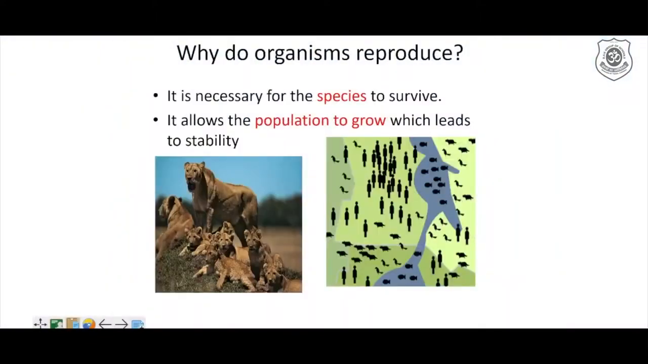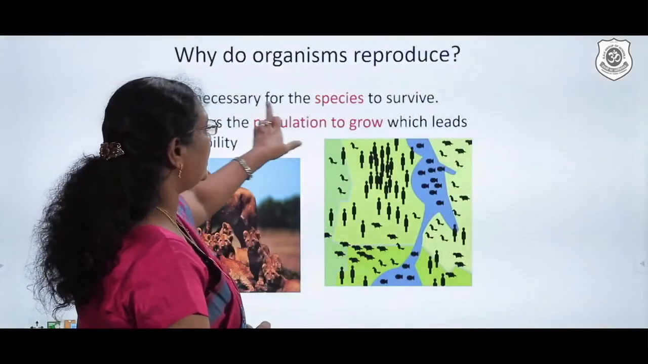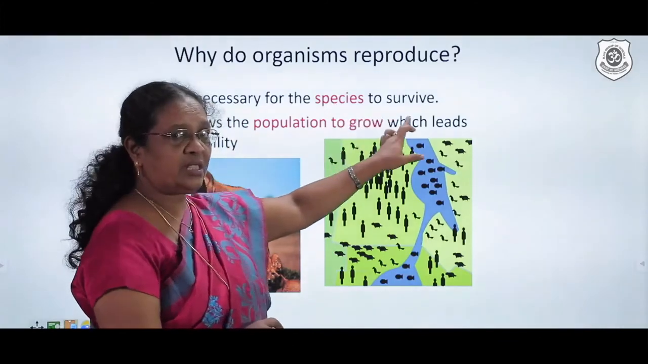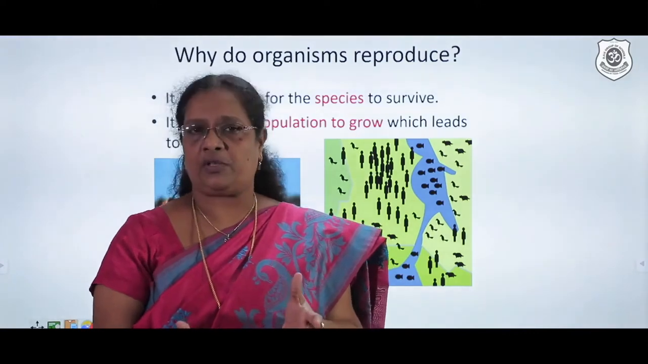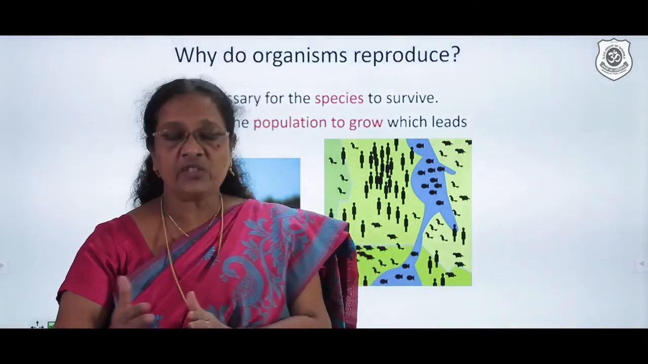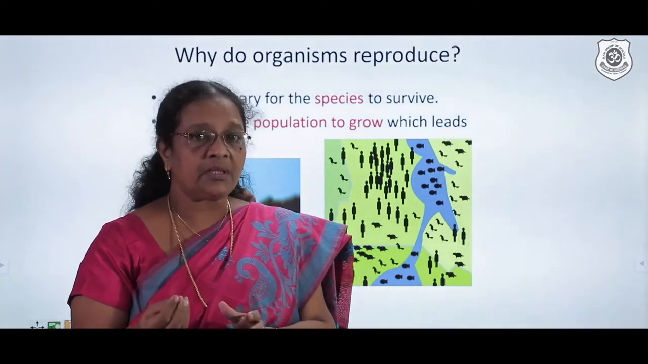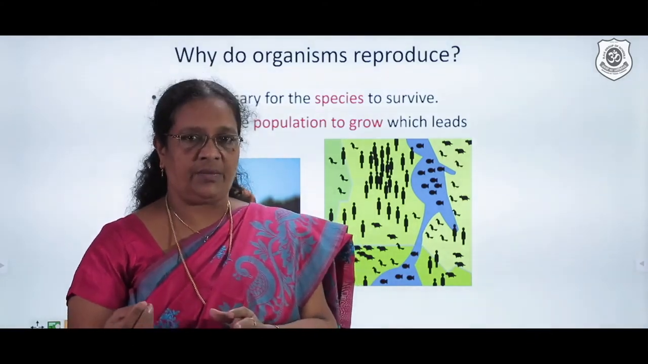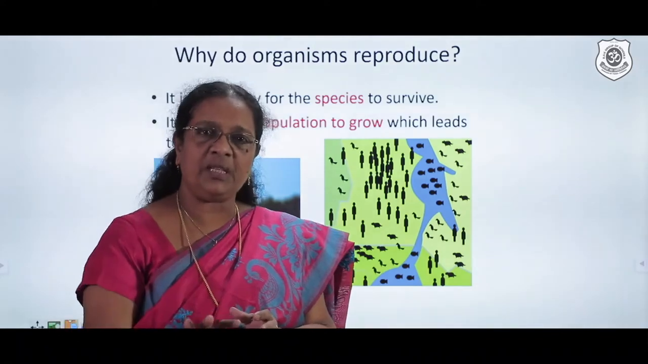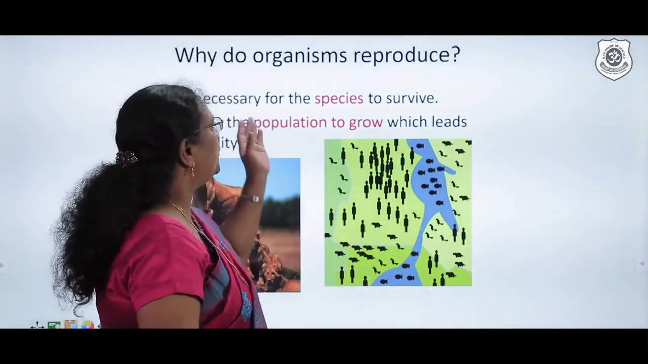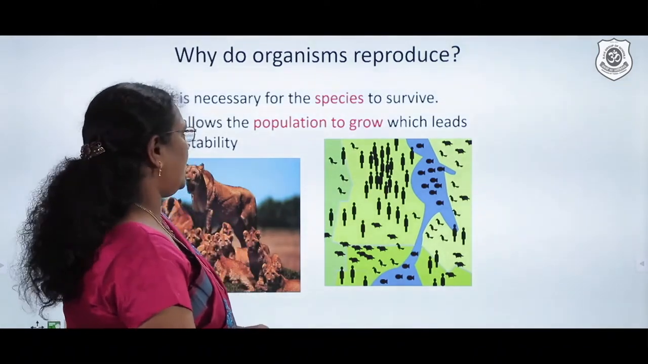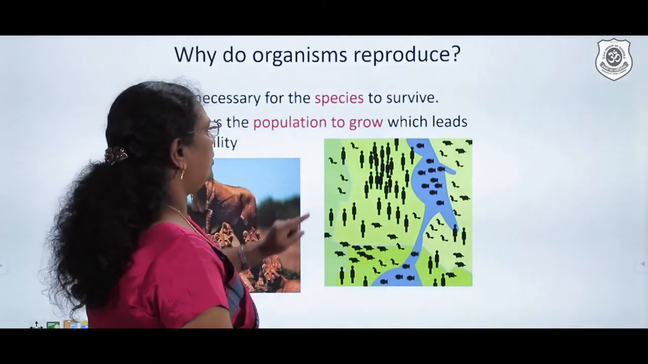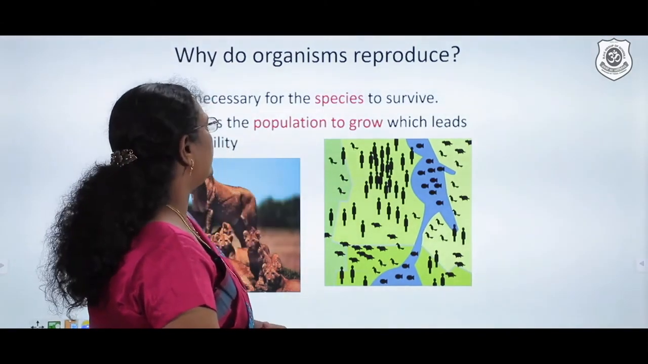Then why should organisms reproduce? What is the need for it? That is where we find it is necessary for the species to survive. Suppose an organism is not able to reproduce, there is not going to be a next generation, and it is possible for the organism to become extinct. So if that species has to be there on the earth, reproduction plays a very, very important role. Coming to the second one, only when there is reproduction will the population growth also take place.